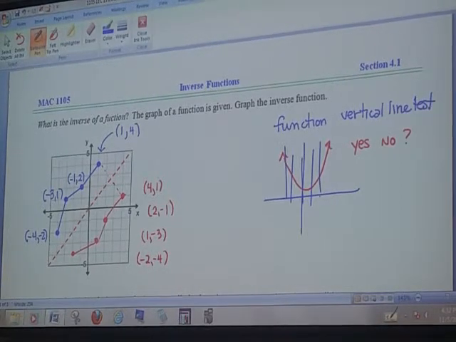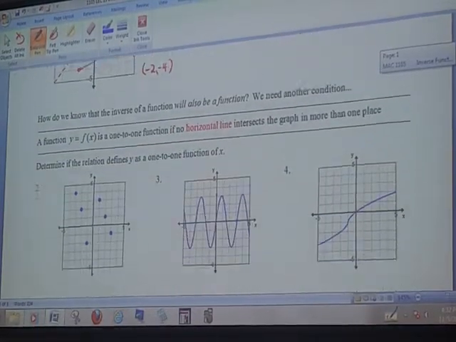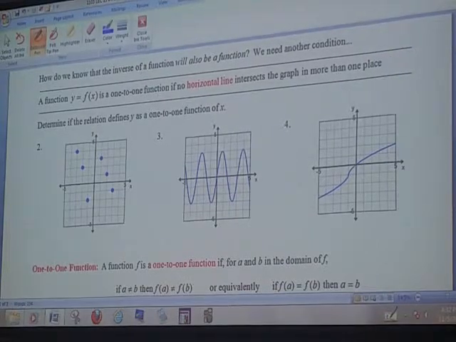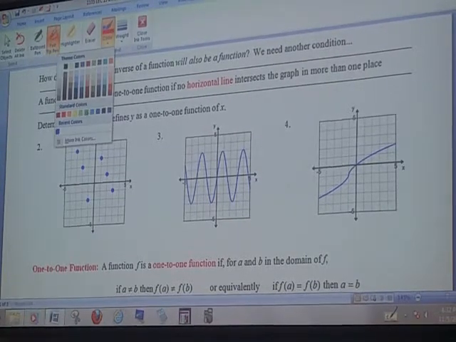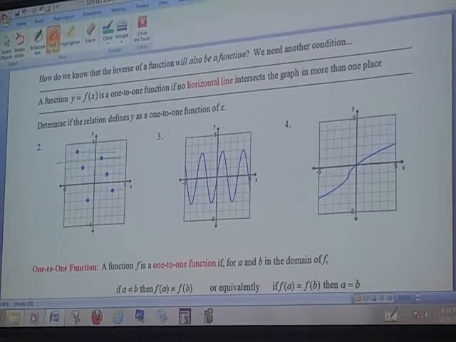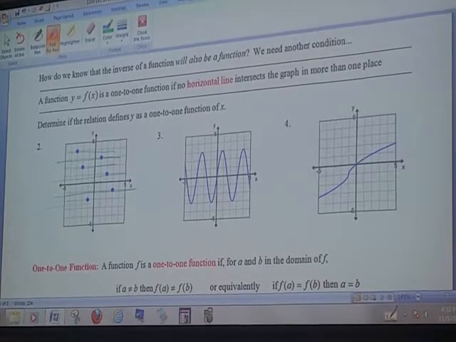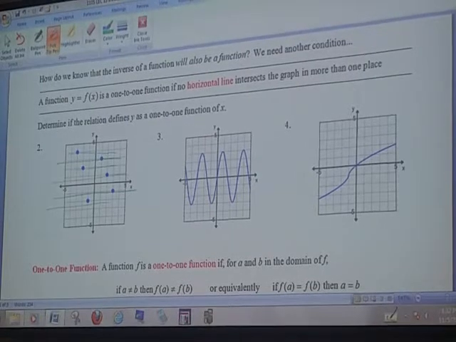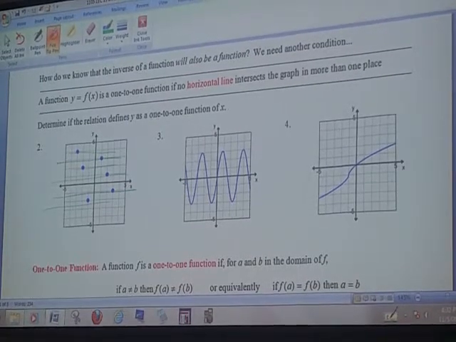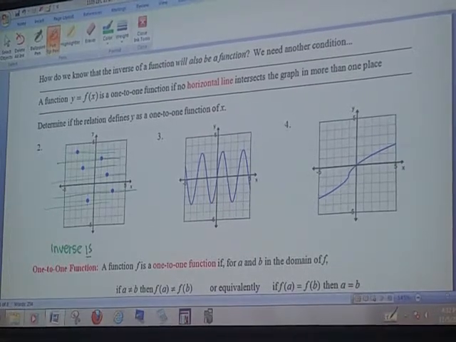To make sure that when I reverse this, when I do the mirror image of this across the line y equals x, I have a function, I use what's called a horizontal line test. For the horizontal line test, that means now I'm going the other direction. If I take a line through whatever I'm looking at, and it only intersects one time horizontally, that means the inverse is a function.